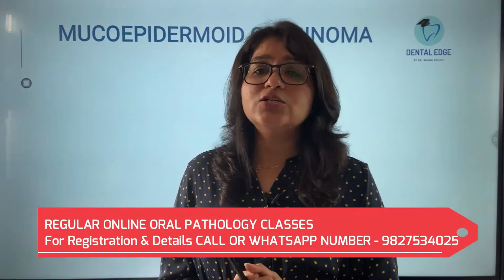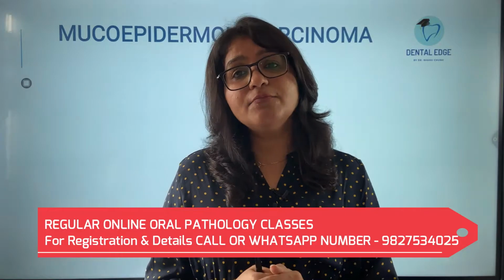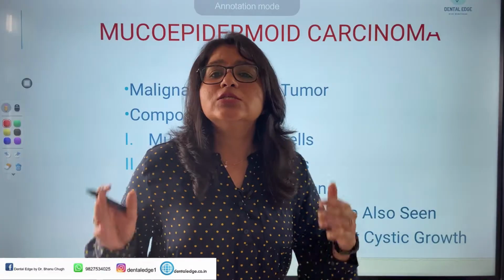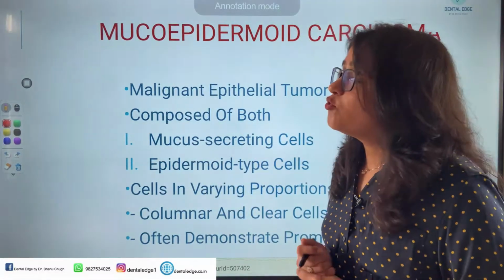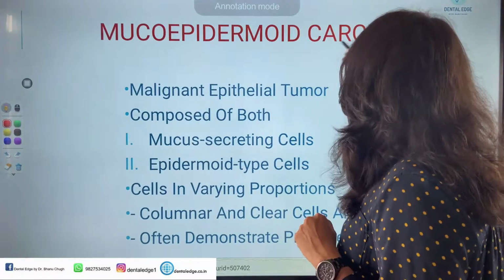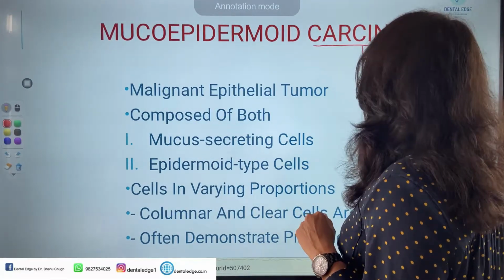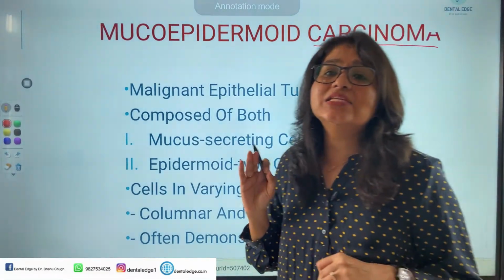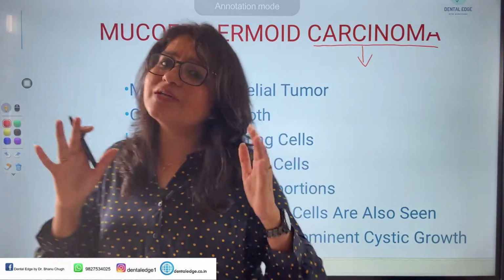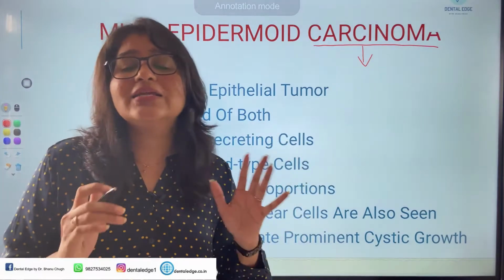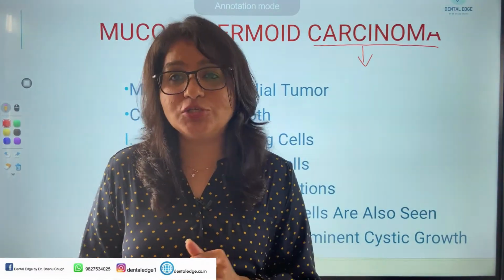Now, let's get started with today's topic, that is mucoepidermoid carcinoma. So, mucoepidermoid carcinoma, as the name suggests, the word carcinoma itself means that it is a malignancy of epithelial tissue origin, right? So, it's a malignant tumor and it is a malignancy of salivary gland tissue origin.